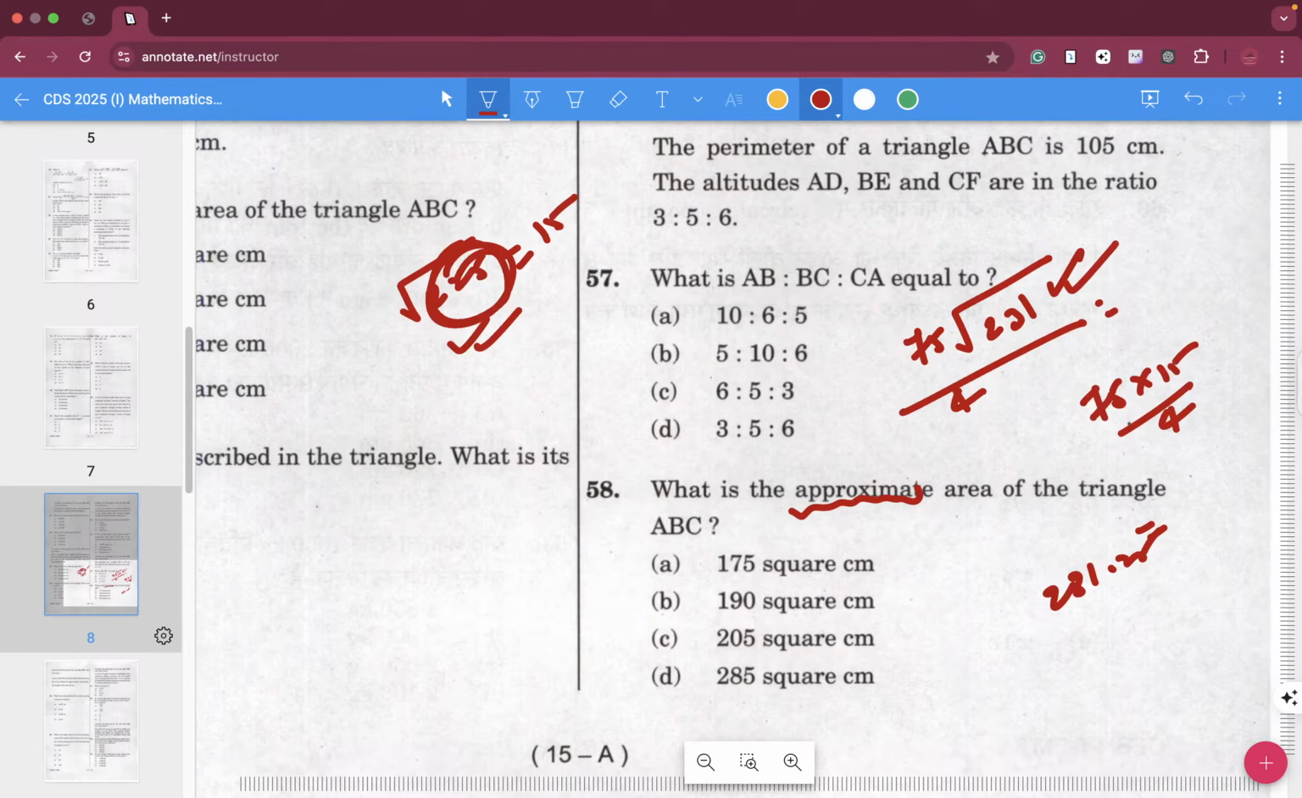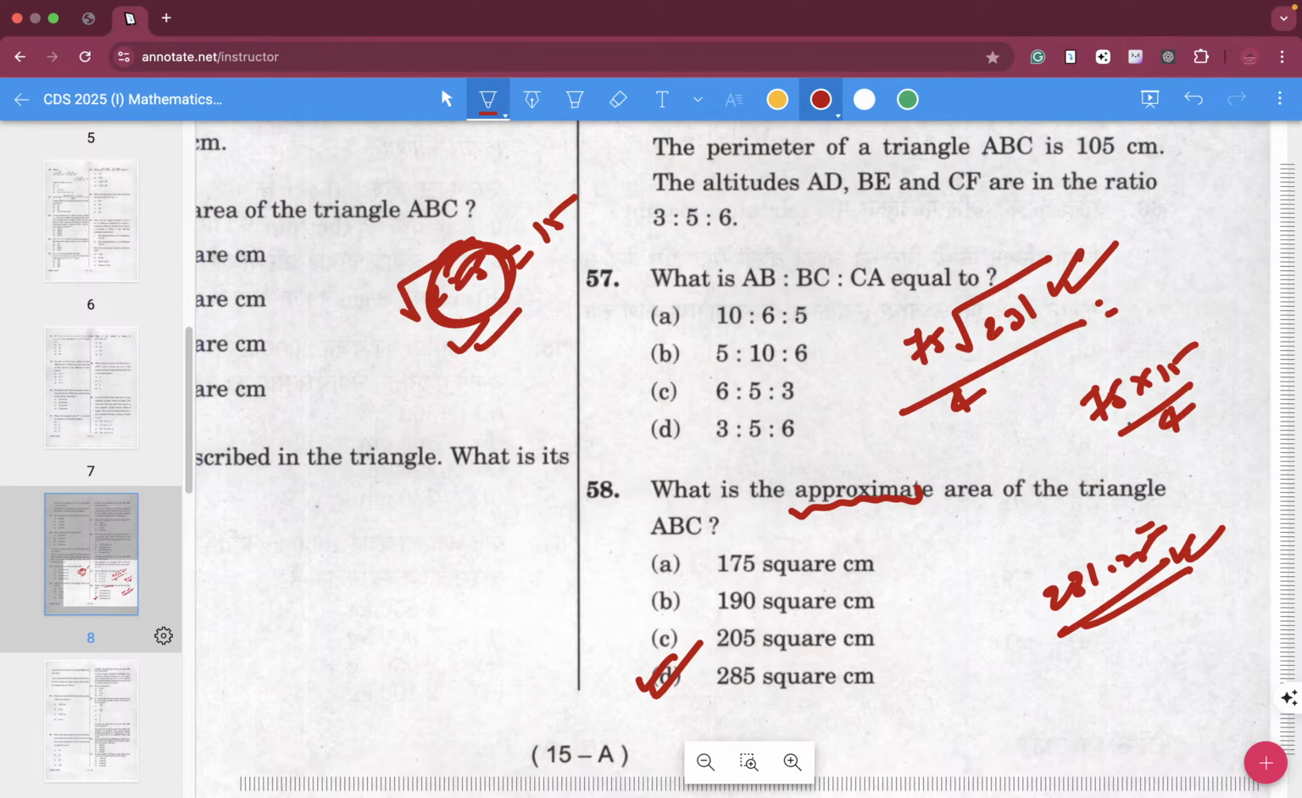We have taken a number, and we are calculating using this number, but the actual value over here is 231, right? So obviously the answer is going to be slightly more than that. Okay, what is the number which is slightly more than that? 285 square units over here is the answer which is slightly more than that.